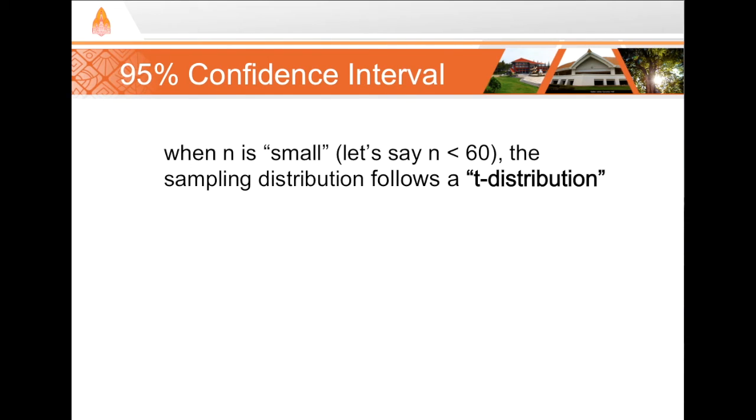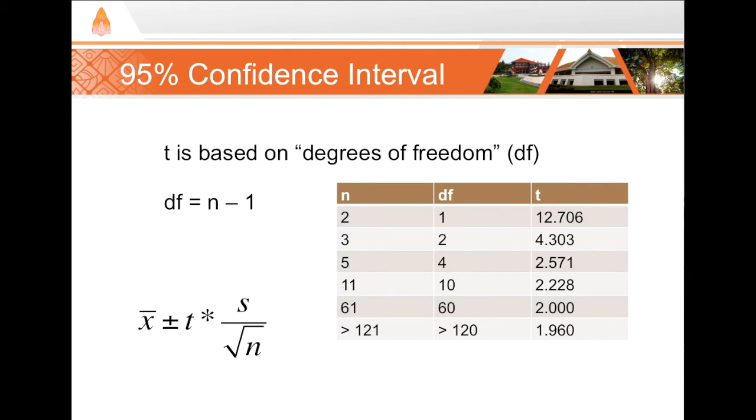In that case, we can't use 1.96 in our 95% confidence interval formula. Instead, we replace the 1.96 with the t value, and we have to look up the value of t in a table depending on the degrees of freedom. Degrees of freedom in our case is just n minus 1. So, for example, if our sample size was 11, our degrees of freedom is 10. So the confidence interval would be plus or minus 2.228 times the standard error. As you can see, because our sample size got smaller, our t value got bigger, and that means our confidence interval got bigger.